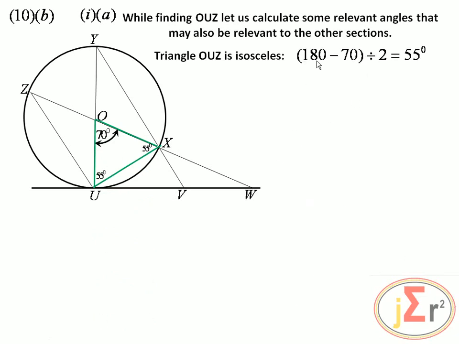So take away that 70 from 180, then we divide the result by 2, because all of the angles in that triangle have a sum of 180 degrees. And the other two angles are equal, this triangle being isosceles, 55 degrees.